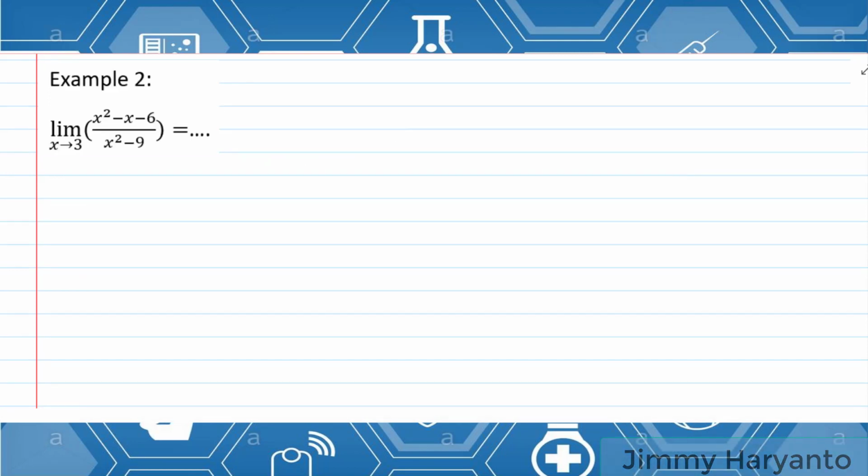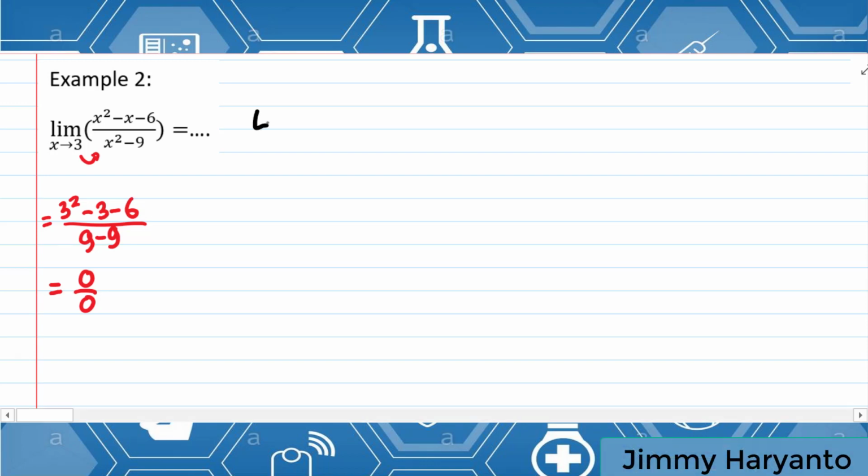Next, number 2, let's try to substitute the 3 first. So it will be 3 squared minus 3 minus 6 over 9 minus 9 equals 0 over 0 again. Yeah, if you get 0 over 0, remember you have to use the methods. So the method will be factorization. Let's try to factorize both of them because both of them contain quadratics.